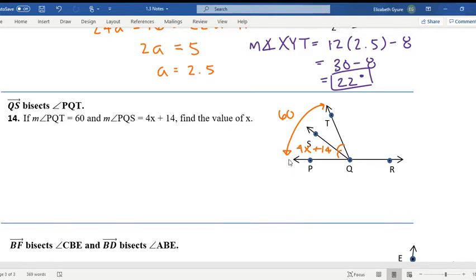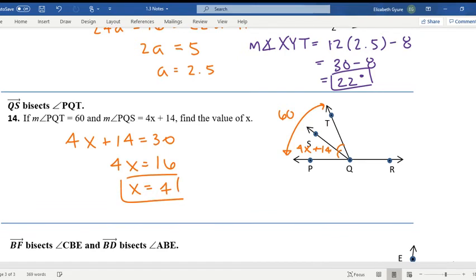If I know the whole angle is 60 and I know my parts here are congruent, well, split 60 in half. That means each angle has to be 30 degrees because they are congruent. So instead of doing part plus part equals whole, I know that each part has to be 30 degrees. So I can just set 4x plus 14 equal to 30. Subtract your 14 over and you get 16 and divide to get 4. And this one doesn't tell you to plug anything back in, so you're done once you get x.